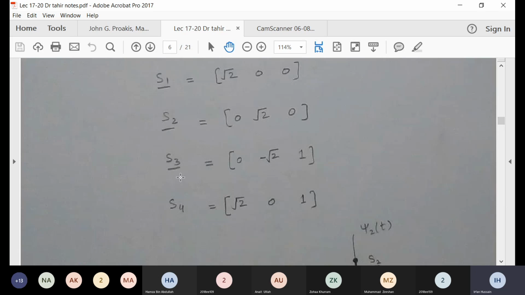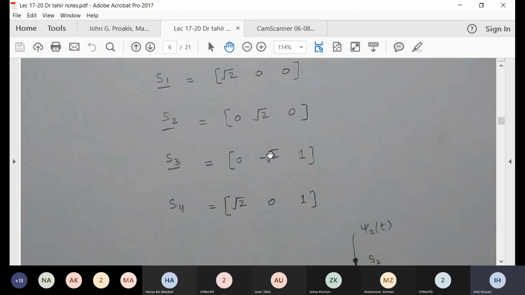For S3, again, if you could remember, we saw that there was no projection of S1. All right, so that will be definitely 0. Then we saw, yes, there will be a projection from S2, which was minus under root 2. S2 on psi 3 was giving us minus under root 2. And then the projection of S3 with respect to psi 3 comes out to be 1.